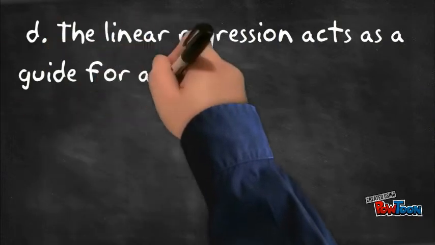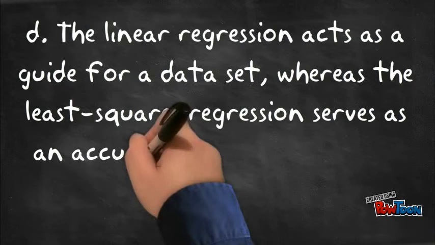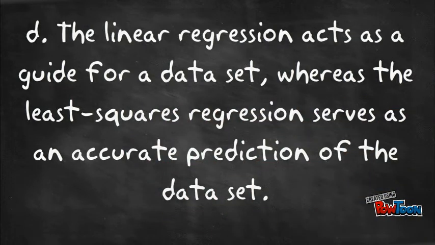And then for D, you are to explain clearly to someone who knows no statistics why there are two different regression lines. The first regression line, which is linear regression, acts as a guide for the dataset, while the least squares regression line serves as an accurate prediction of the dataset.